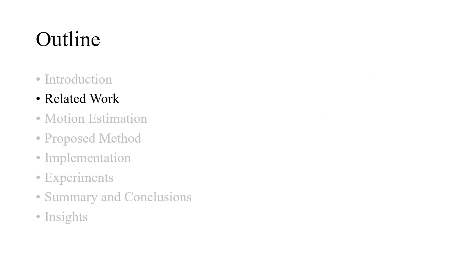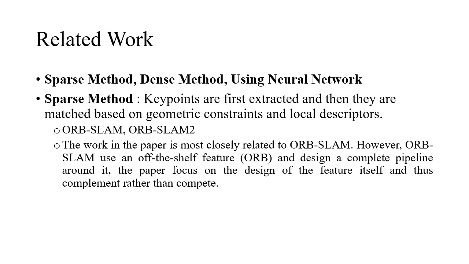Now we move on to the related work. For the related work, there are three different methods, which are sparse, dense, and using neural network. The sparse method is that we extract the key points first and then match them based on the geometric constraints and local descriptors, which is very different from the dense method, as will be mentioned in the later slides.